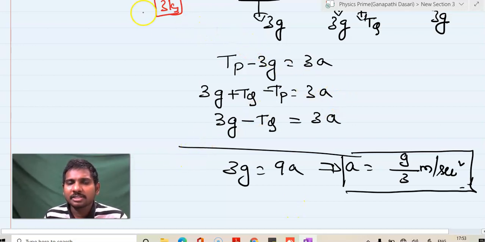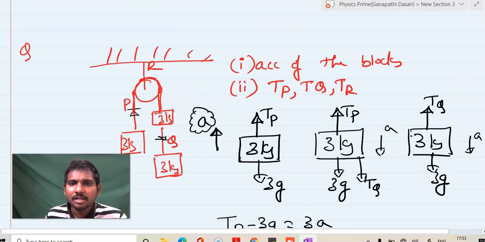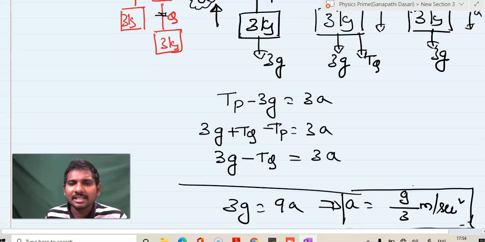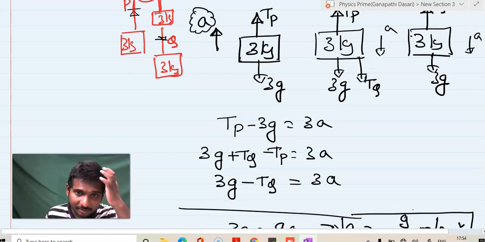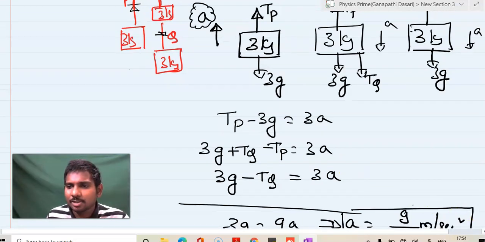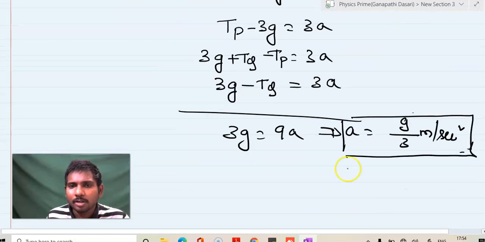So this first 3 kg block will go upwards with an acceleration G by 3 meter per second square. Other two 3 kg blocks will go downwards with an acceleration G by 3 meter per second square. That is the acceleration of the blocks. Then what is the tension, TP, TQ and TR? If we substitute this acceleration in third equation, we will get TQ. And if we substitute TQ in second equation, we will get TP, or first equation.